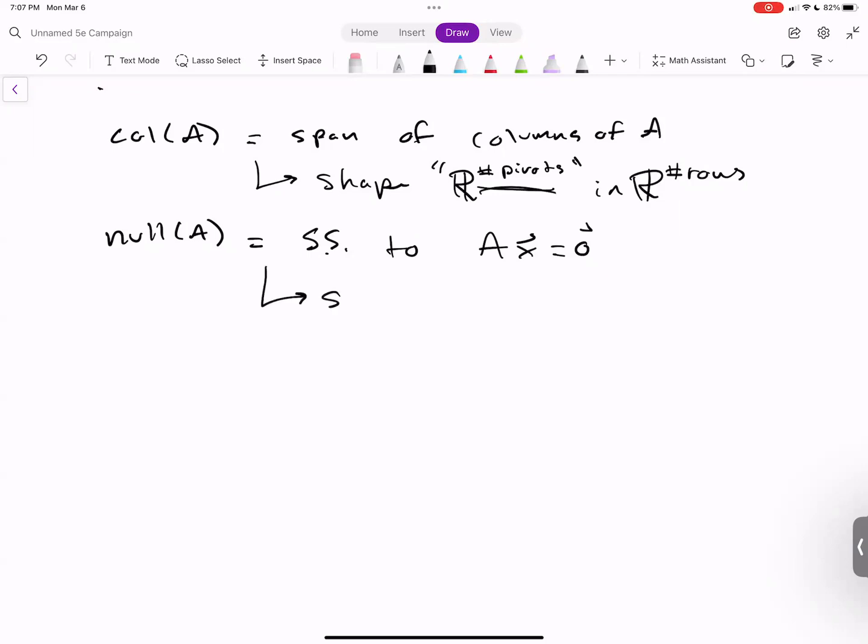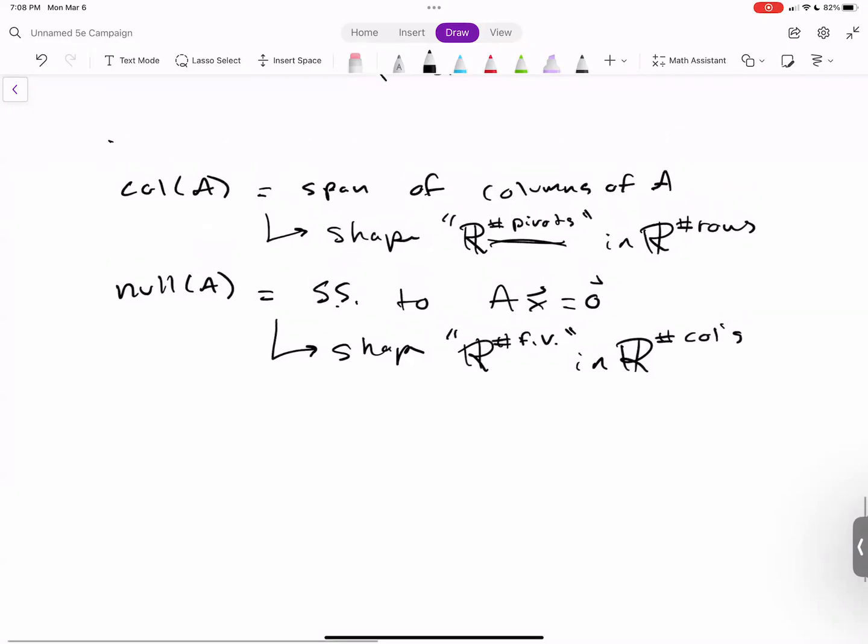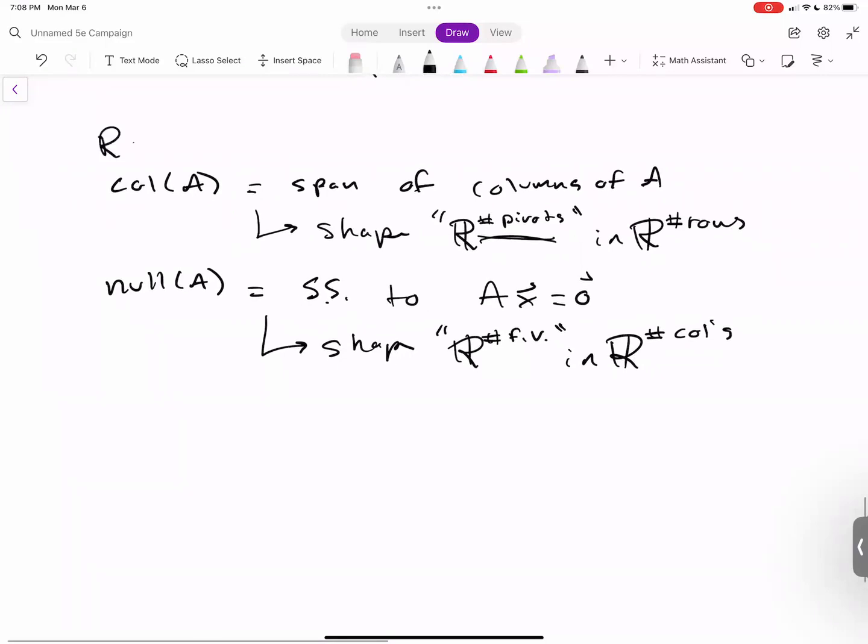For the second one, what is the shape of a null space? It's R to the number of free variables in R to the number of columns, okay? So we're going to learn a new term, and we're just going to say range is equal to our column span, our column space, okay? But they kind of talk about different things. We talk about range as more of like the images or just different terms for the same thing. I don't know why they do it, but they do.